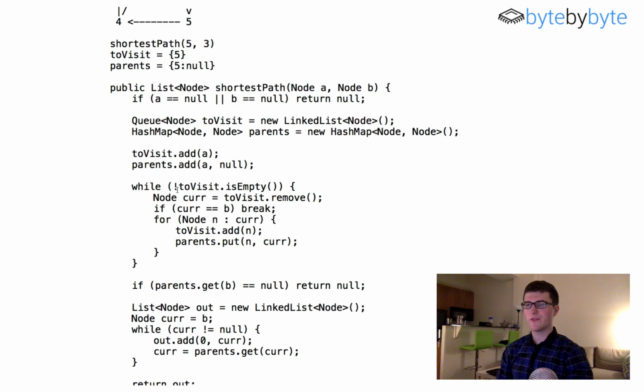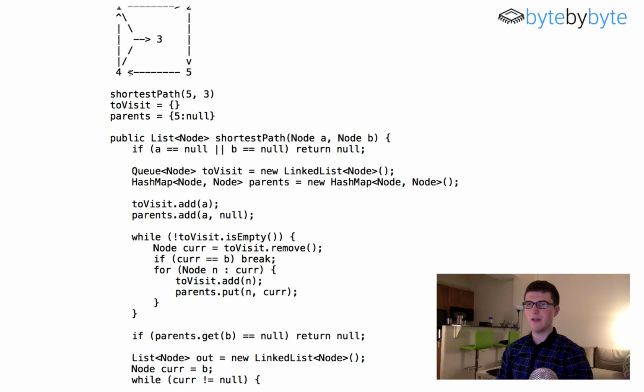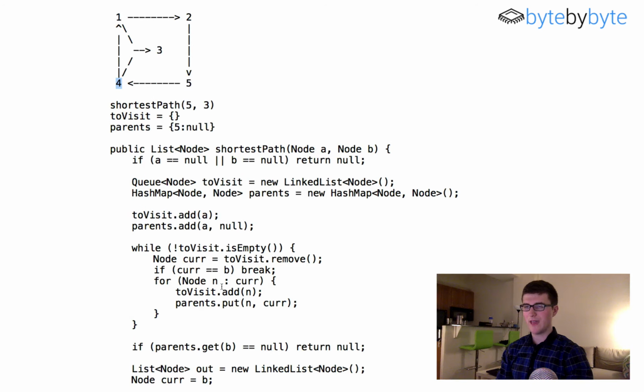Then while toVisit is not empty, cur equals toVisit.remove, so cur equals 5, and we remove that from toVisit. 5 has one child, which is 4. So we say toVisit.add 4, and parents.put 4 mapped to 5. Then we loop again. That was the only child, so we come back and remove node 4.